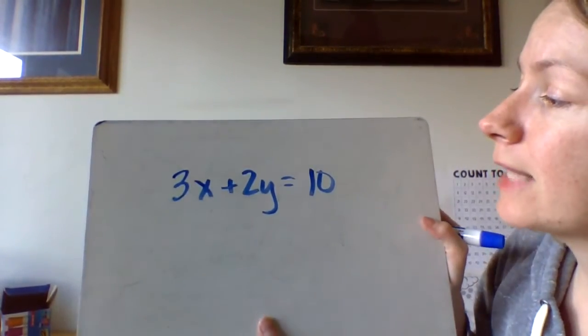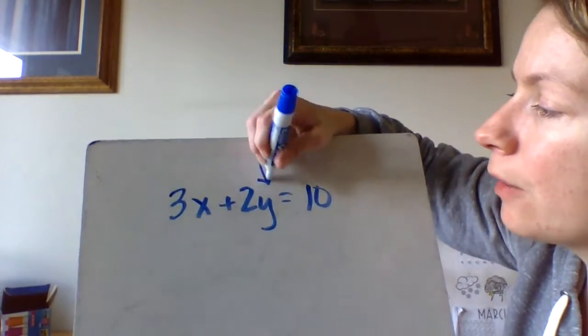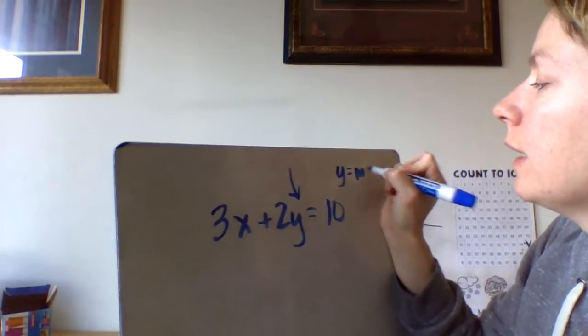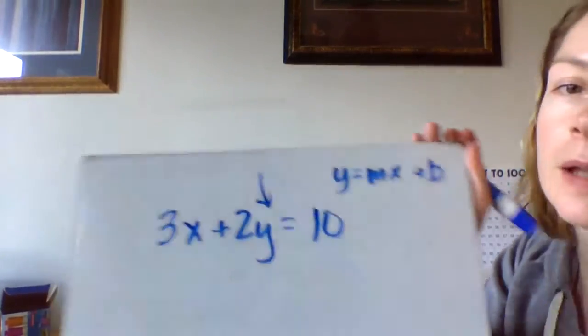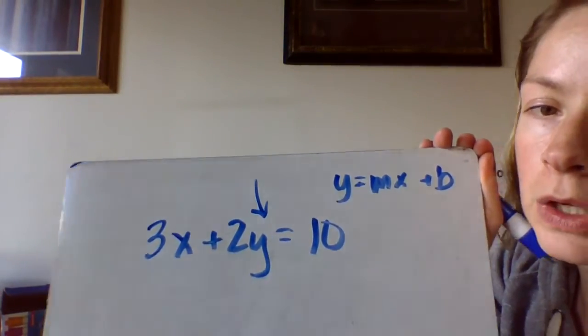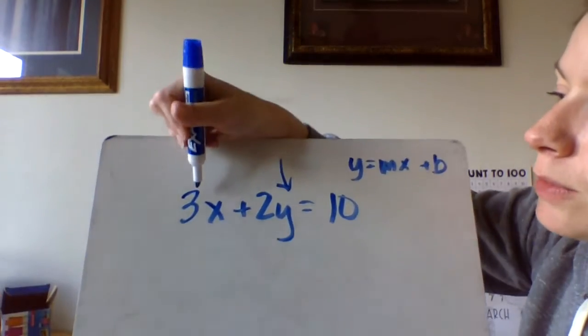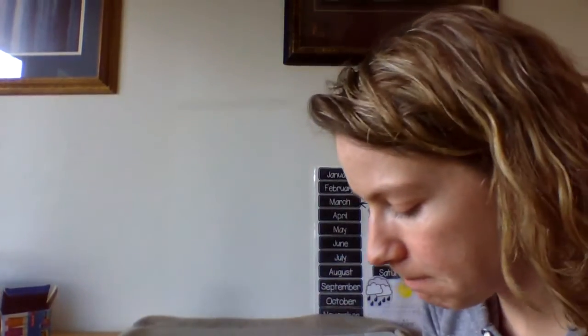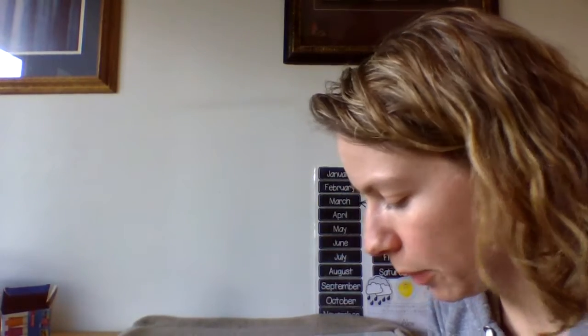So looking at this, I need to get y by itself because I need it to be in this form, y equals mx plus b. So the first thing that I'm going to do is subtract 3x from both sides. Maybe I should get a helper to hold my stuff while I do this.